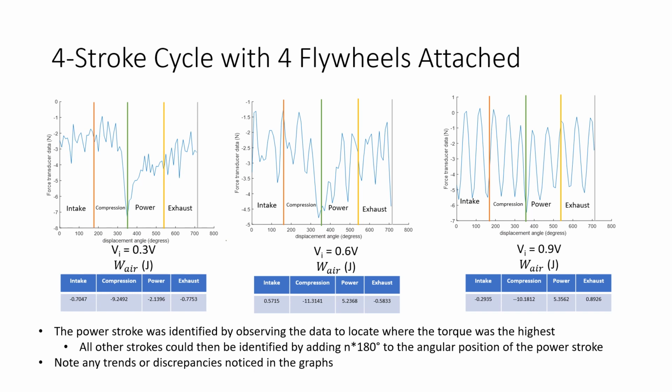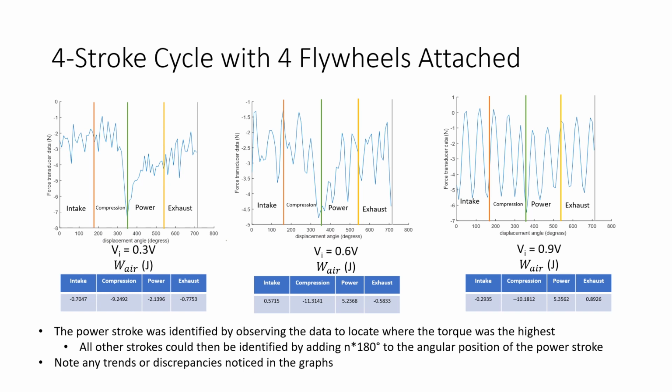Because our data was recorded in steady state, the starting angular position of the flywheels was variable, so we needed to identify each of the strokes of the 4-stroke cycle. The power stroke could easily be identified by locating the stroke which correlated with the highest torque in the system. Once this stroke was identified, the other strokes could be found by iteratively adding 180 degrees to the immediately previous angular position. The work terms that are the highest in magnitude are found in the test with the highest velocity at 0.9 volts, and the lowest terms are found with the lowest velocity at 0.3 volts.